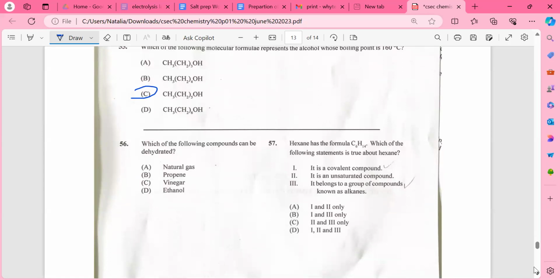Which of the following compounds can be dehydrated? Alcohol. Hexane has the formula C6H14. Which of the following statements is true about hexane? Hexane is a covalent compound, yes. It is unsaturated, no. It is saturated because it's an alkane. Belongs to, yes. So 1 and 3. B.